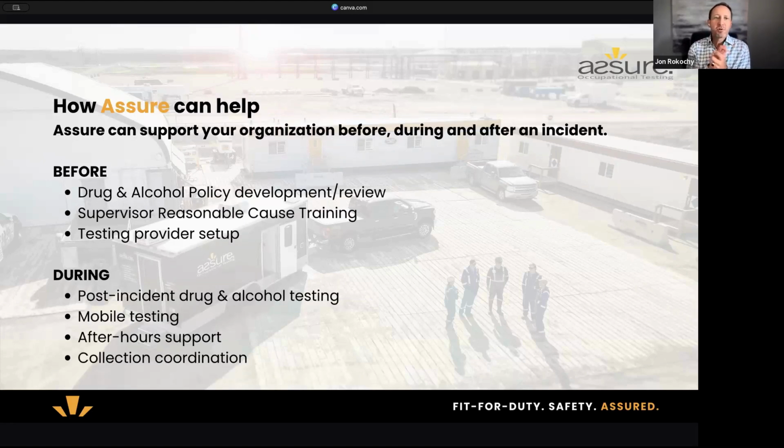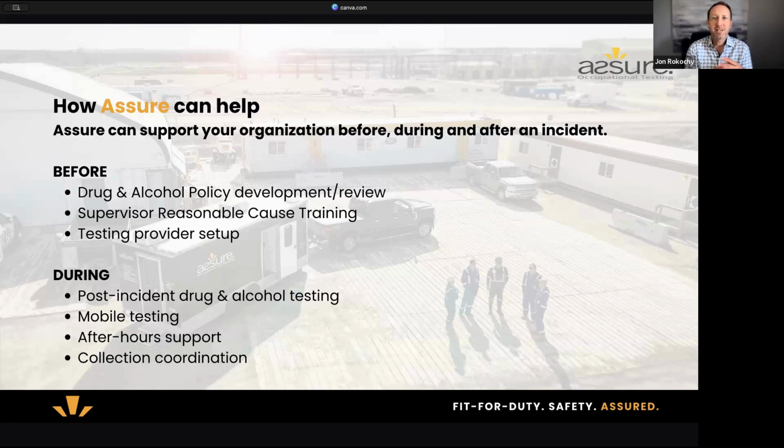So how can Assure support your organization before, during, and after an incident. Before, maybe you're listening to this and realizing it's been a while since we've looked at our policy. It might need a review, or a complete revamp. We want to make sure that we're up to the current standards. Reach out to us. We write policies. We review and revamp drug and alcohol policies and make sure that you've thought through all these situations and that you're up to date. Another thing we support you with is supervisor reasonable cause training.